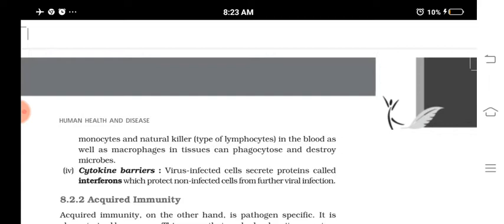Then another is in the tissues. In the tissues some cells are there known as macrophages. We have studied animal tissues last year in 9th class, and I told you about macrophages. They are part of animal tissue. These cells, macrophages, can also phagocytose and destroy the microbe. If they find any microbes, they do phagocytosis, means they engulf the microorganisms. Understood? So that is the cellular barriers.